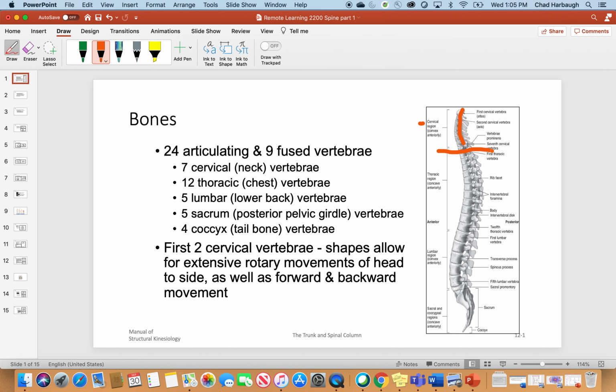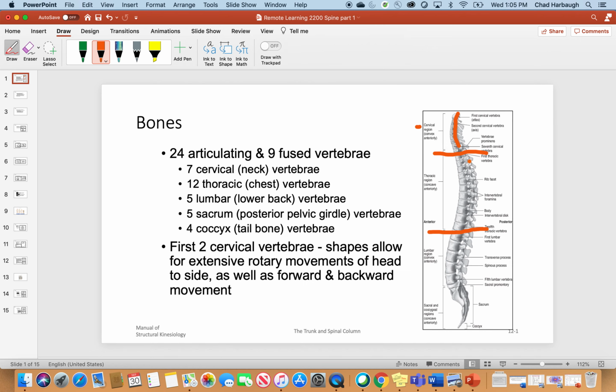The next section we'll be looking at will be the T1 through T12 section, which is the thoracic region. Again, when we look at the spinal curve, we could say two things: that the curve is concave anteriorly, or we could also say that the curve is convex in the posterior compartment.